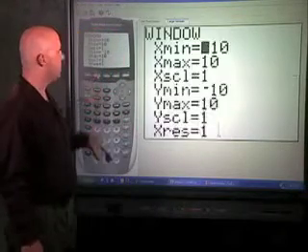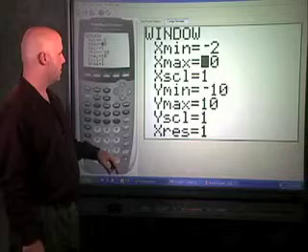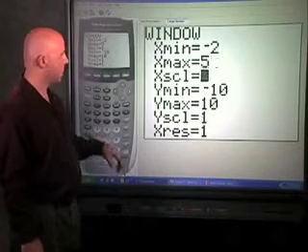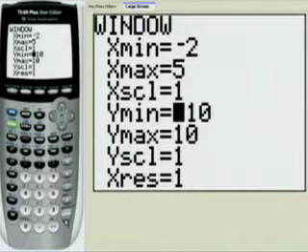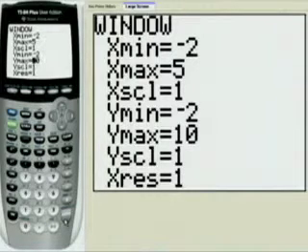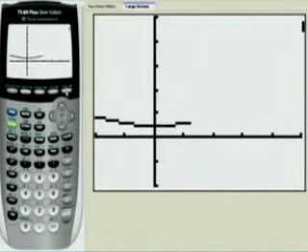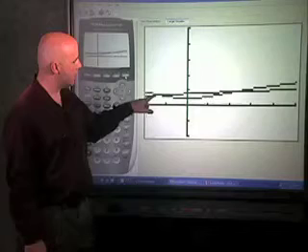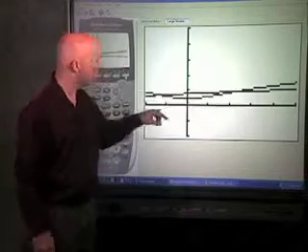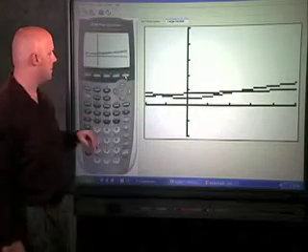So we'll go to our window setting, and we might cut that down, x min to -2, x max maybe 5, and we use a scale of 1. For y min, let's use -2 and a y max of 5. And let's graph that. And we see our graph for y1. And here we see the graph of y2 coming through, and we see 2 points of intersection. We get one point over here on the negative side, another point over here on the positive side. We're going to find those 2 points of intersection.